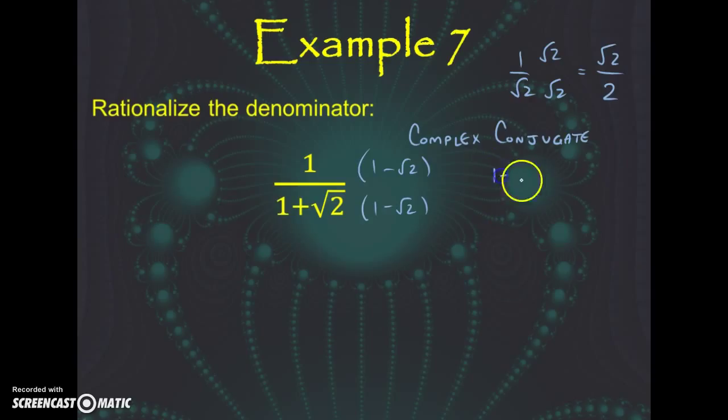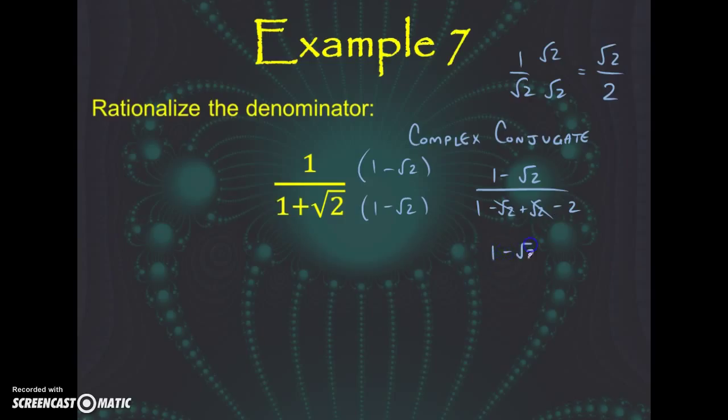Up top, nothing awesome happens, but then on the bottom, if I FOIL that, I get 1 minus root 2 plus root 2 minus the square root of 4, or just 2. And lo and behold, I get a negative root 2 and a positive root 2, and they completely disappear. The reason this works is because of the difference of squares we saw earlier. We're purposely creating a difference of squares situation to make those roots cross out.